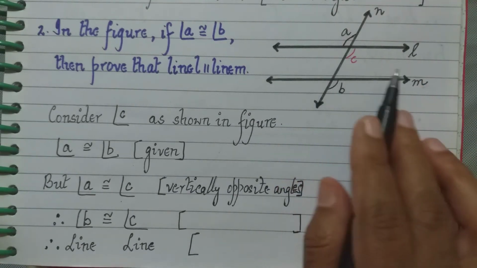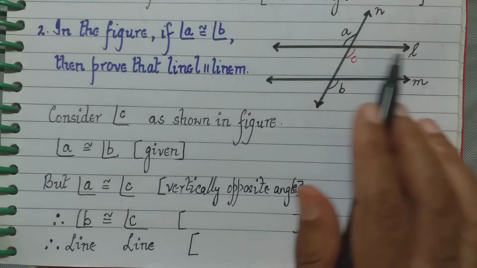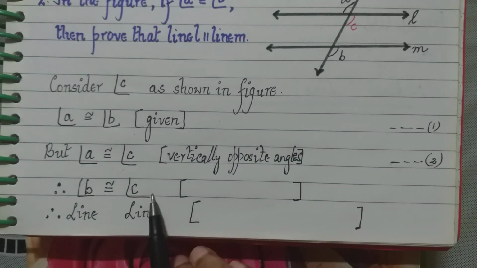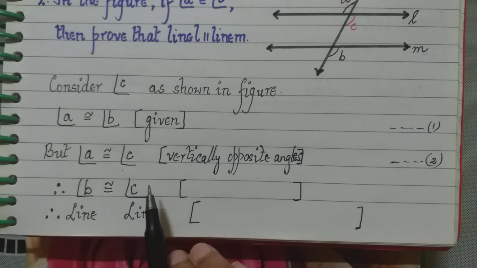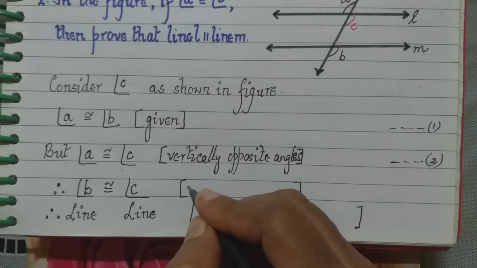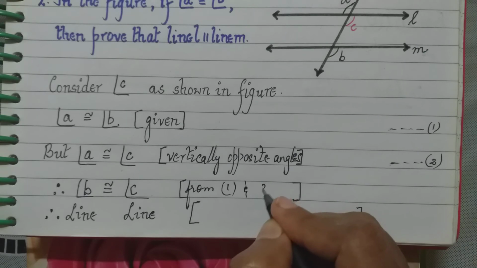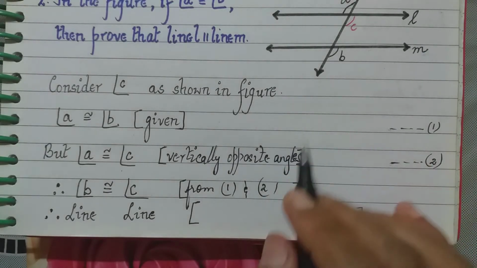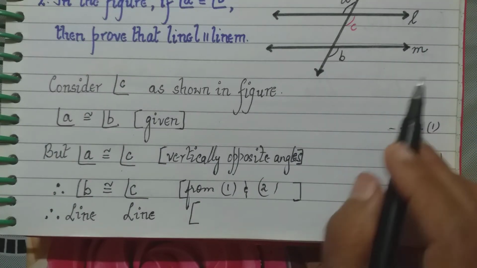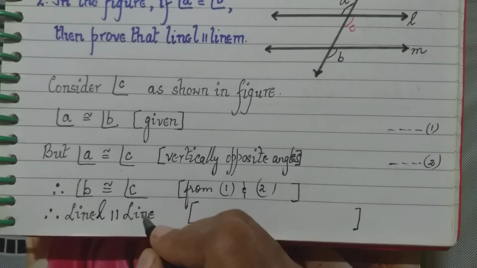Both these angles are formed on the right hand side of the transversal, below the lines line L and line M. Therefore, angle B congruent to angle C we have written here. From where did we get this? From 1 and 2. So we write here, from 1 and 2. So once we say angle B is congruent to angle C, can we say that line L is parallel to line M? Yes, we can say line L is parallel to line M.